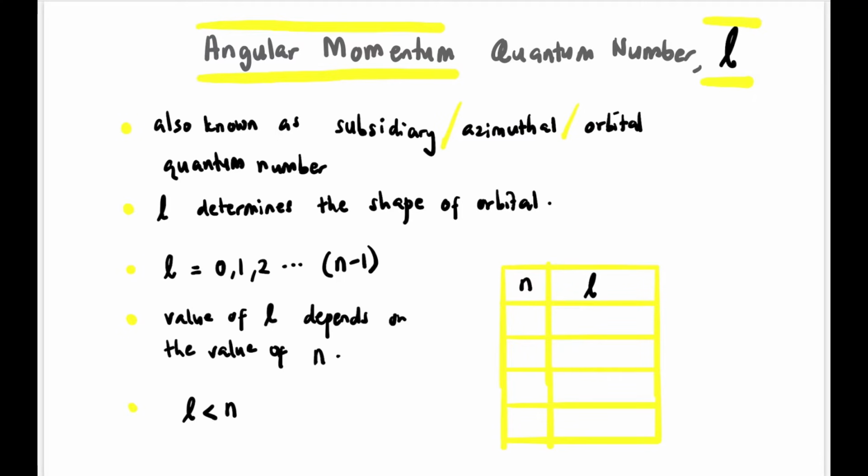The second quantum number is l, the angular momentum quantum number, also known as subsidiary, azimuthal or orbital quantum number. It determines the shape of the orbital, and the value is 0 until n-1. So the value depends on n. l is always less than n. Kalau n equal to 1, l equal to 0. Kalau n equal to 2, l equal to 0 ataupun 1. If n equal to 3, l is 0 or 1 or 2. And if n equal to 4, l equal to 0, 1, 2, 3.